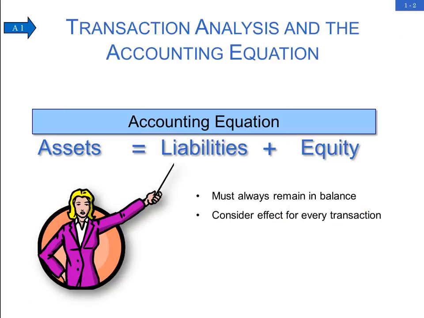So remember that financial accounting is based upon this one accounting equation, right? And that is that assets is equal to liabilities, which is what the company owes to outside parties, and equity, which is what the company owes to its owners. So basically, assets is equal to what the company owes, both to its owners and to people outside of the company.